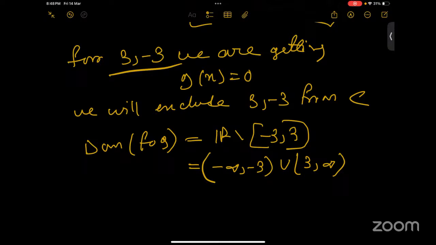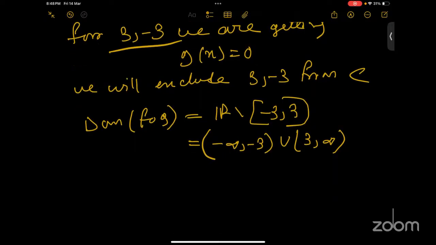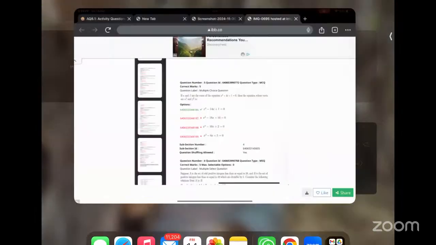And what will be the range of this function f of g? Again, we can go to the boundary point. First of all, we have to calculate f of g. Then we have to go to boundary point and then check the value of f of g. Then similarly, like we calculated range for f and g, in the similar way we have to calculate the range of f composed with g. We can code this as h of x equal to f of g. Then h of x becomes a function.